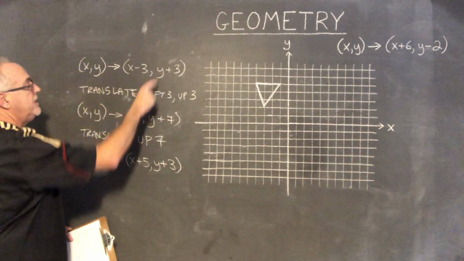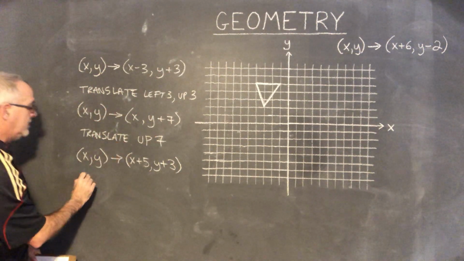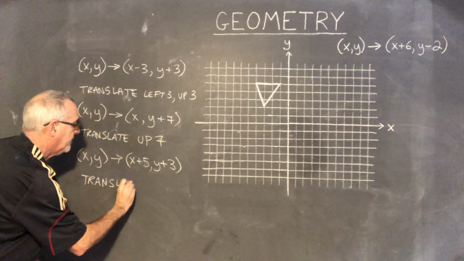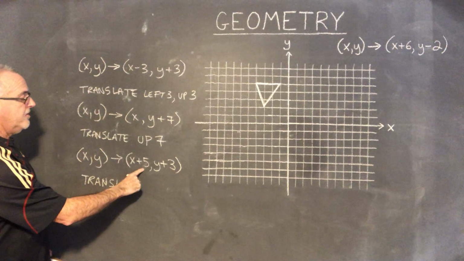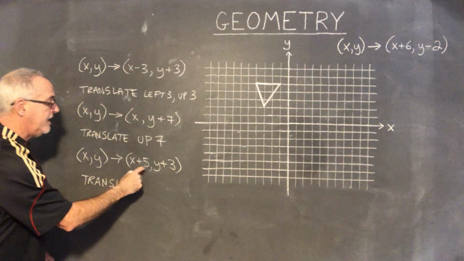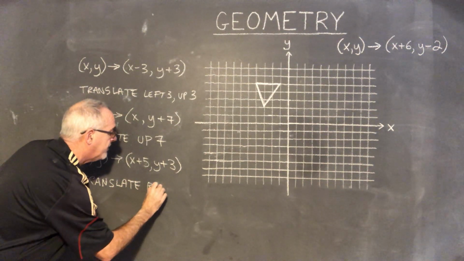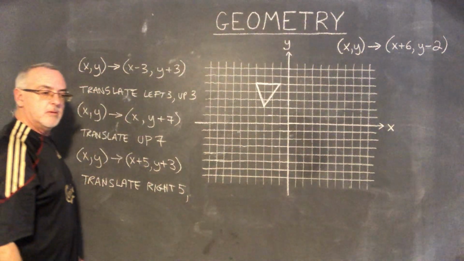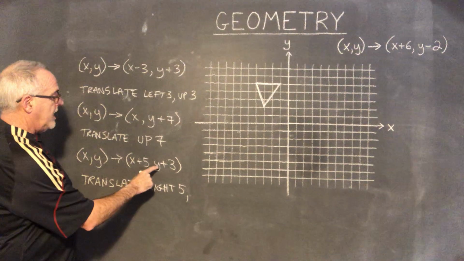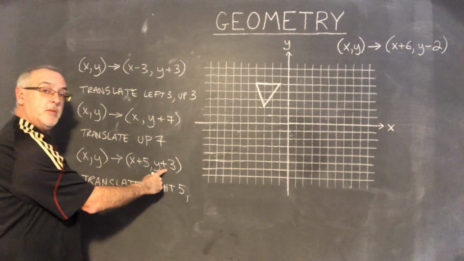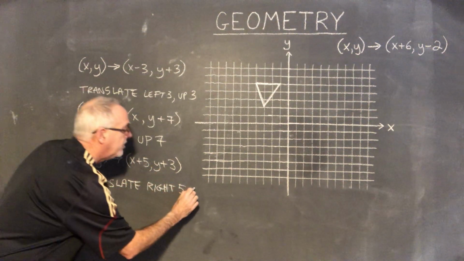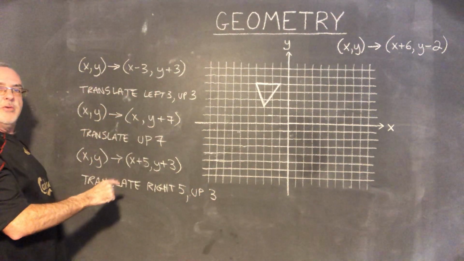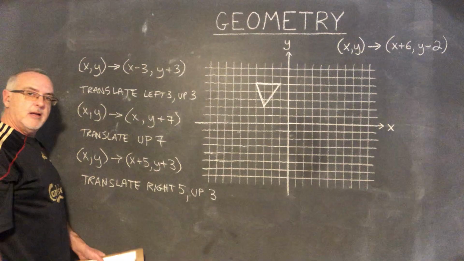Okay, we got y plus 3 again. That means I am translating, and I am going to the right by 5 because I'm adding to x. So right 5, and then I am going up by 3. It's another plus, so I'm going up by 3. So up 3. Pretty easy to switch between the notation and English, isn't it?